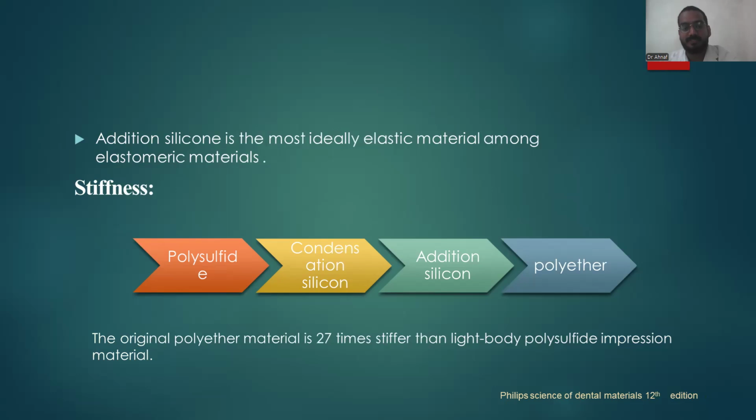Coming to stiffness, when you compare all the impression materials, polysulfide has higher stiffness than condensation silicone, addition silicone, and polyether. The original polyether material is 27 times stiffer than light-bodied polysulfide impression materials.